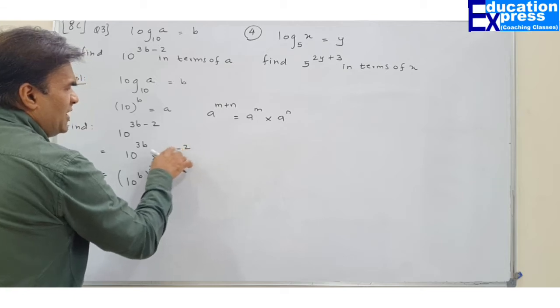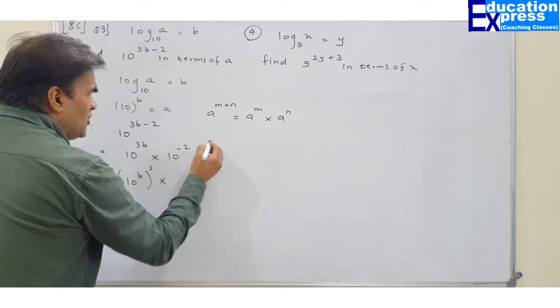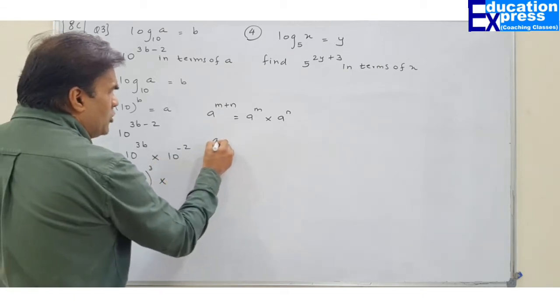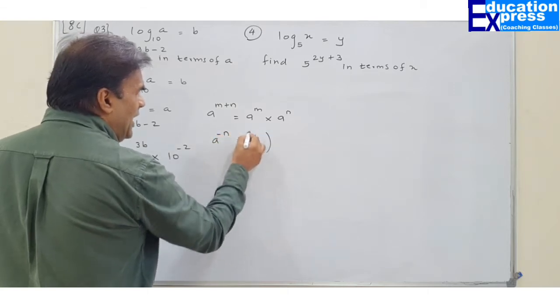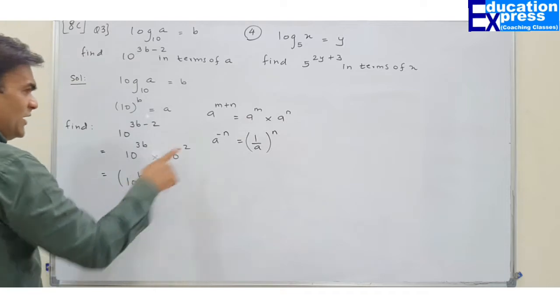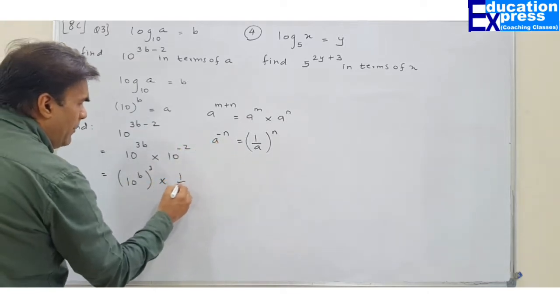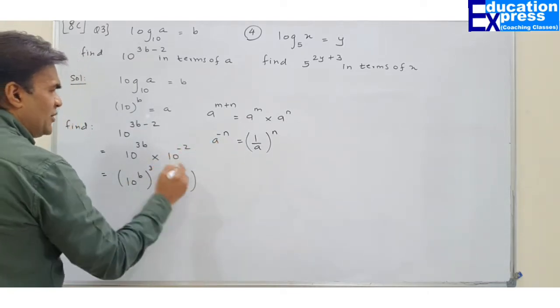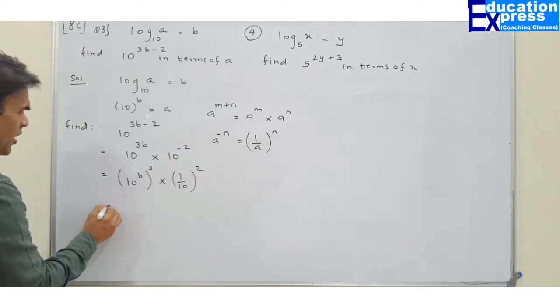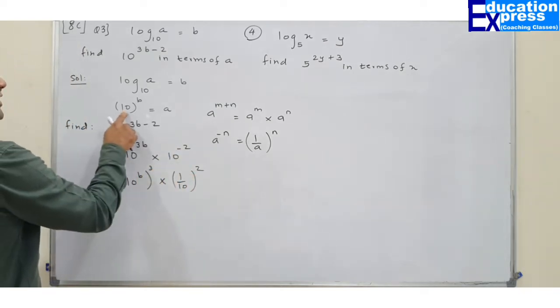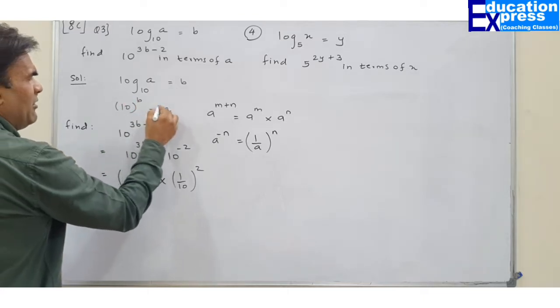So we will convert this into a positive one. Same way what we did earlier in laws of indices, a raised to minus n can be written as 1 upon a raised to n. Using that property, 1 upon 10 raised to 2. So the negative index has been converted into positive. What about 10 raised to b? So 10 raised to b can be equated to a.